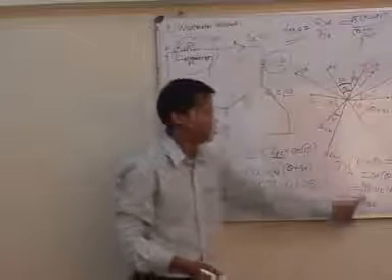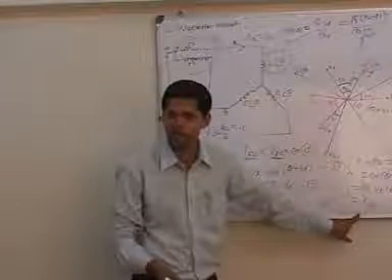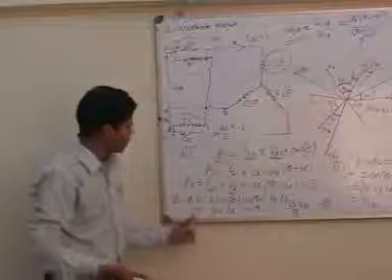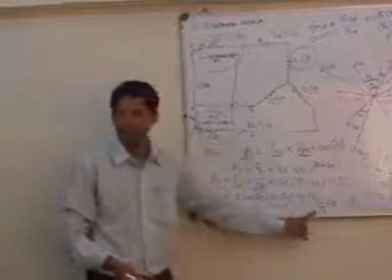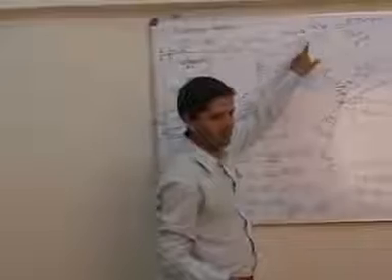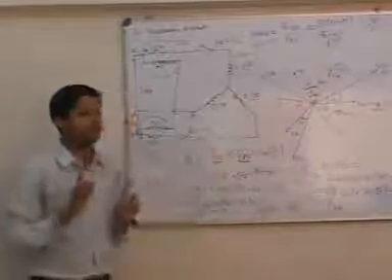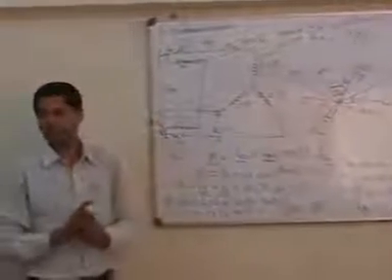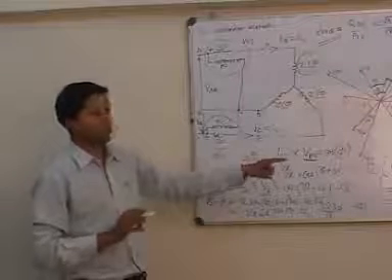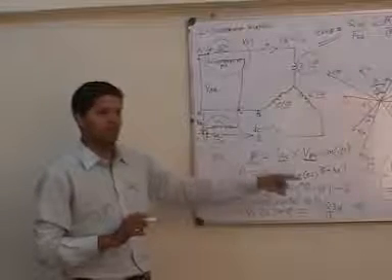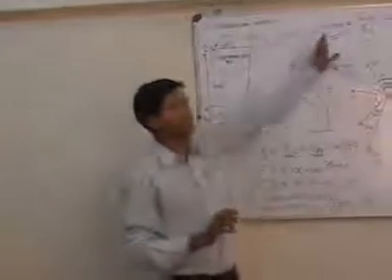Three expressions: P2 plus P1 gives you the 3 phase active power, P2 minus P1 gives you Q3 phase upon root 3, and the ratio gives you the power factor angle. This is the 2 wattmeter method for measurement of 3 phase power. It can give you all the values: active power, reactive power as well as power factor angle.